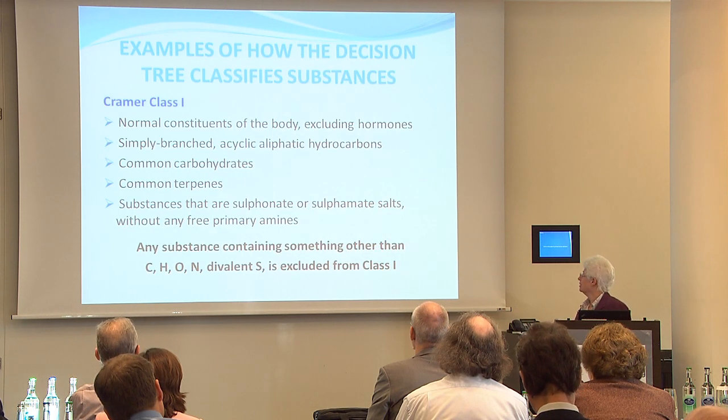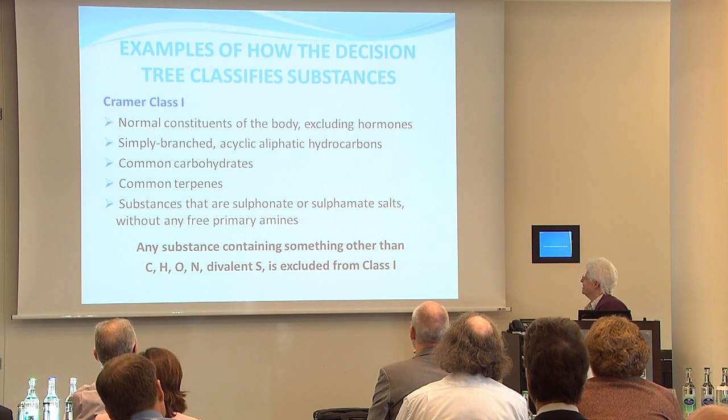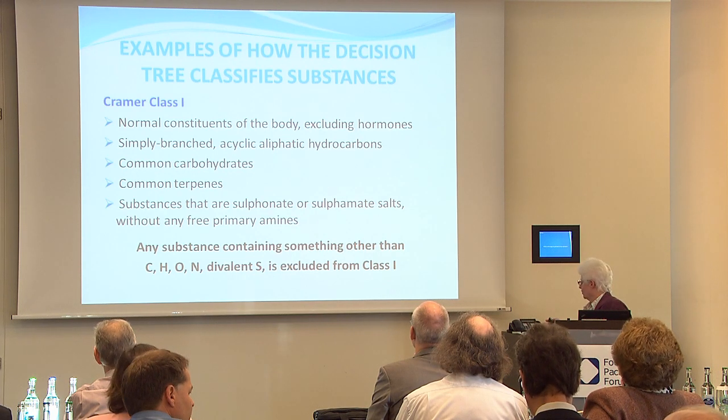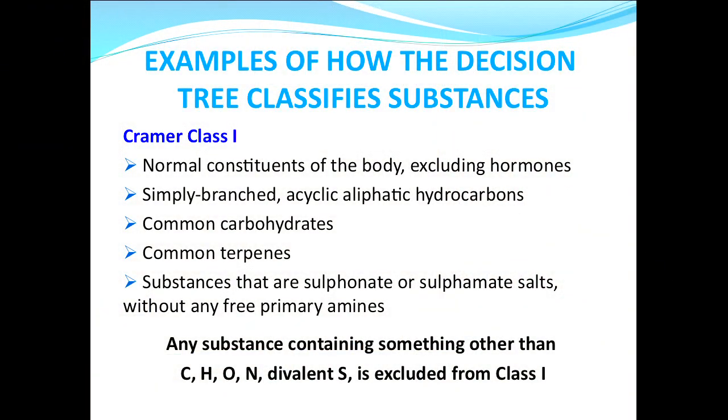Just to give you an idea of what kinds of compounds would be classified under each Cramer class. So for class one, normal constituents of the body would fall out as class one, excluding hormones. Actually, if you had a hormone as your substance that you're investigating, you would know all about it from animal testing and human evidence. You wouldn't even need to put a known hormone through TTC.